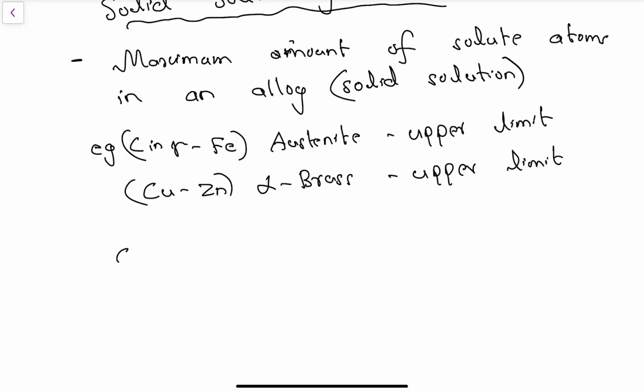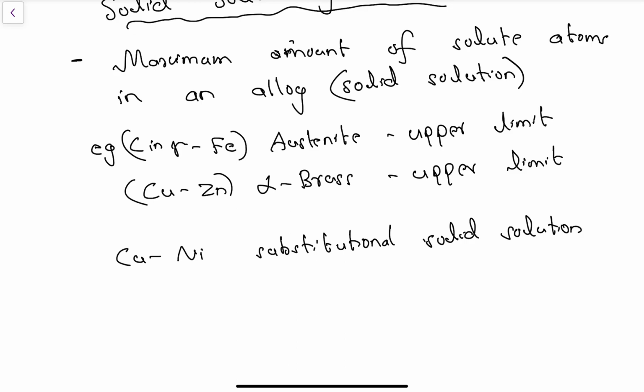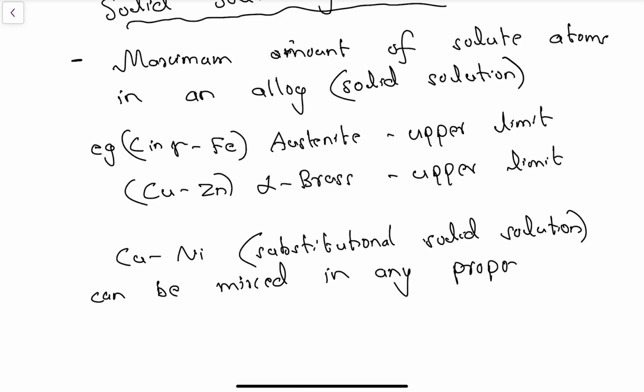But some examples, like copper-nickel, form a substitutional solid solution, and this can be mixed in any proportion. That is the difference. So why is it so?